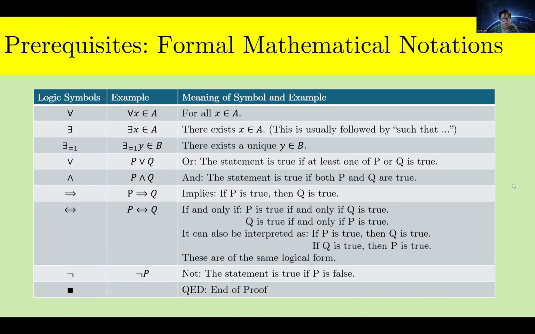Next we're talking about logical notations. The first one is an inverted A, and it means for all x in A, okay? The second and third ones mean that there exists x in A. The second one is there exists only one y in B. If I write "equals 1" at the bottom right corner, it means there exists a unique y, or sometimes we can write some other things here.